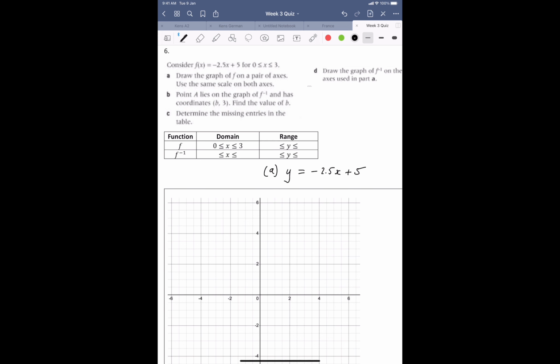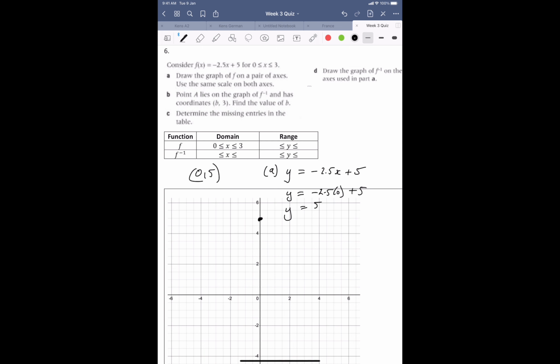And then when x equals 0, we are going to put 0 in place of the x, and you can clearly see we're going to get 5. So (0, 5) is a point to plot. (0, 5) is here.